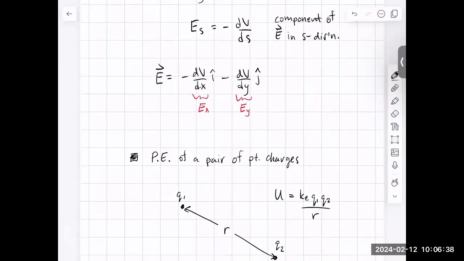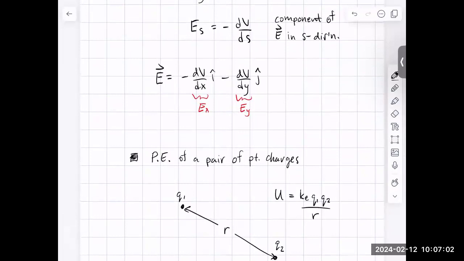It was a pretty simple result. It is just Coulomb's constant times the product of the two charges divided by the distance between them. This looks similar to Coulomb's law for the force between these charges, but there are important differences. Coulomb's law is 1 over r squared. This electric potential energy is just 1 over r.